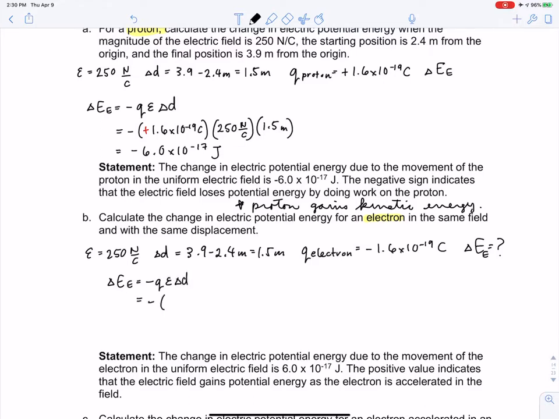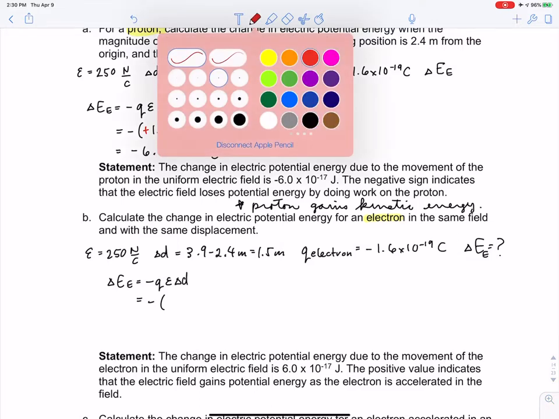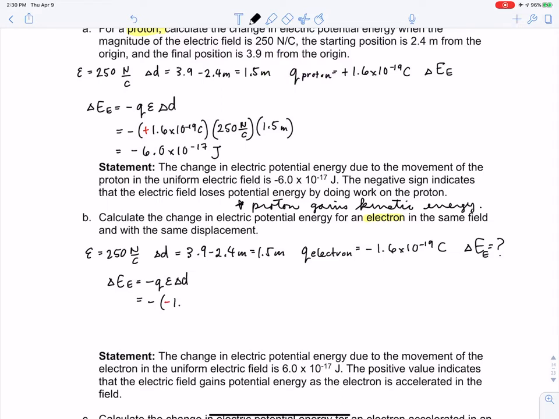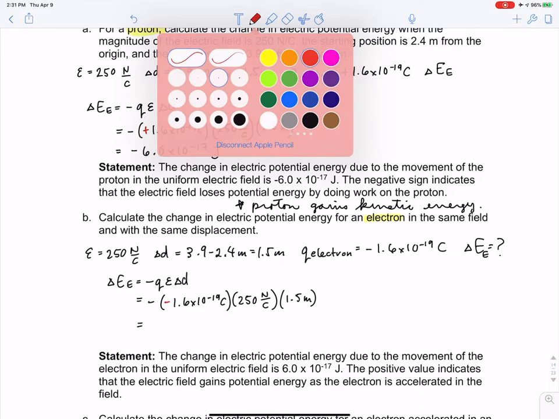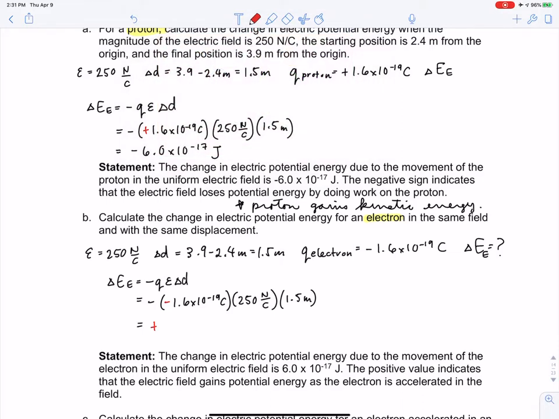That's negative. Now I'm going to just make sure that we are putting our charge in correctly. Negative 1.6 times 10 to the power of negative 19 coulombs times 250 newtons per coulomb and a displacement of 1.5 meters. If we punch this in, we end up with plus 6.0 times 10 to the power of negative 17 joules.